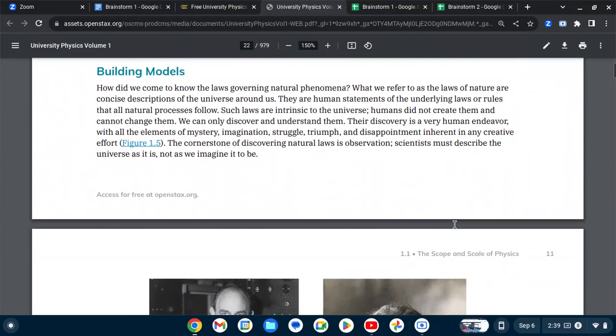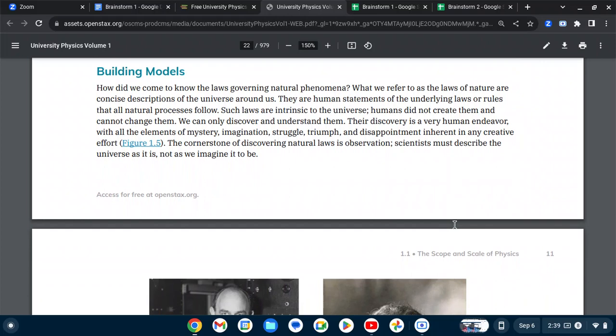Building models. How did we come to know the laws governing natural phenomena? What we refer to as laws of nature are concise descriptions of the universe around us. They are human statements of the underlying laws or rules that all natural processes follow. Such laws are intrinsic to the universe. Humans did not create them and cannot change them. We can only discover and understand them.